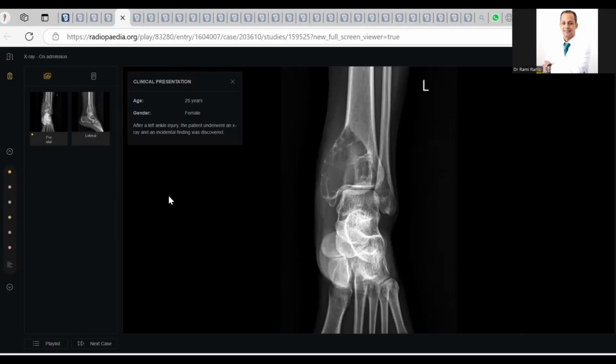Hello everyone, second part of our today MSK viva session. A 25-year-old female patient with an ankle swelling.